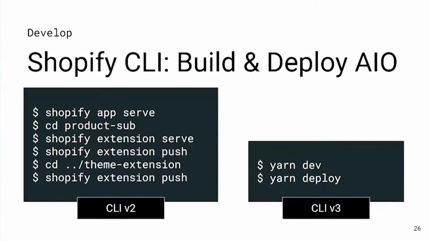If you're familiar with CLI version 2, you might be familiar with this set of code snippets where to serve your app and to deploy your app, you need to traverse up and down the file tree, serving your app and your extension separately. Now we've made it easier for you to yarn dev to serve and yarn deploy to just serve your app and extension together.